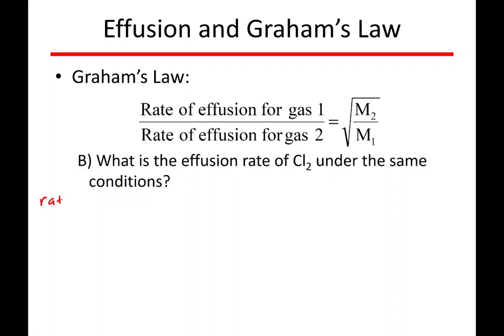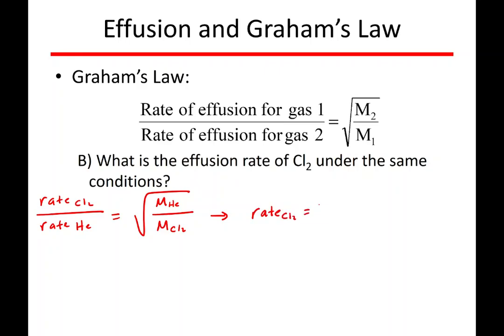To me, I think it's more convenient to define the chlorine gas as gas 1. So we're going to say that the rate for the Cl2 over the rate for the helium is equal to the square root of, since we said that helium is gas 2, the molar mass of helium on the top over the molar mass of chlorine, because we defined that as gas 1. The reason why I wanted to define it in this way is because now to find the rate of Cl2, all I have to do is multiply both sides by the rate of helium. I don't have to do a ton of other algebraic steps. So to isolate the effusion rate for the Cl2, multiply both sides by the rate of the helium, times the square root of the molar mass of helium over the molar mass of Cl2.